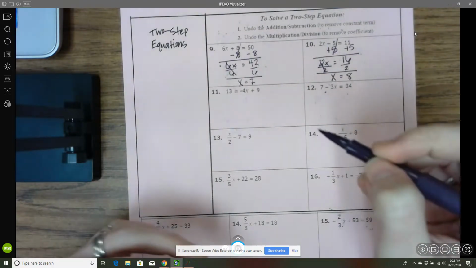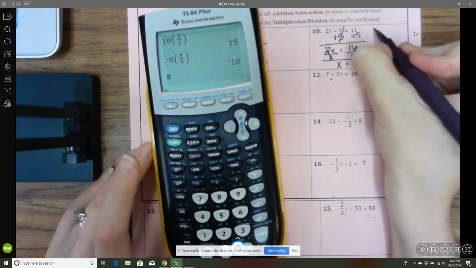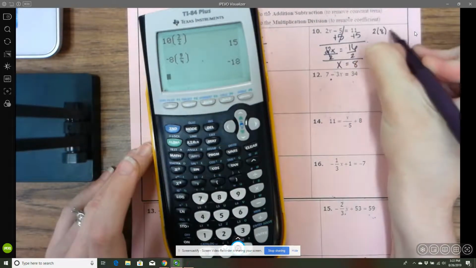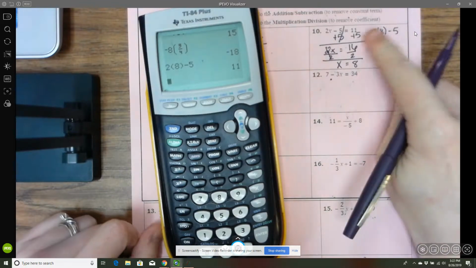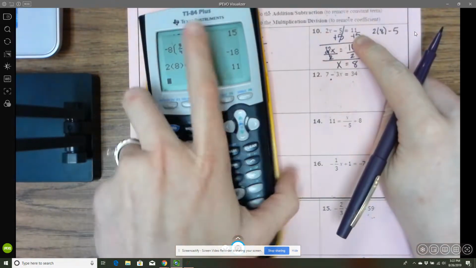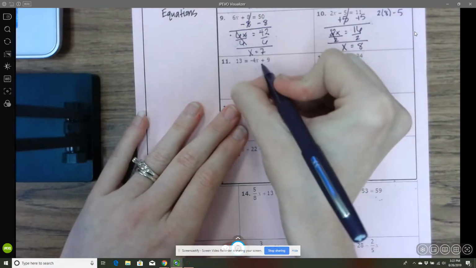Now, to go back and check these, what you can do is you can take 8 and you can plug it into here. You could do 2 times 8 minus 5. And you should get what's on the other side of the equation. So that's one way that you can check these. All right, so here I've got plus 9.